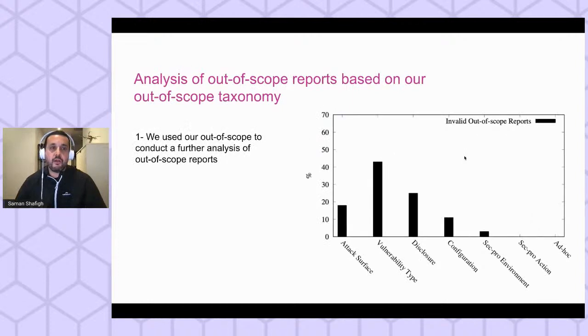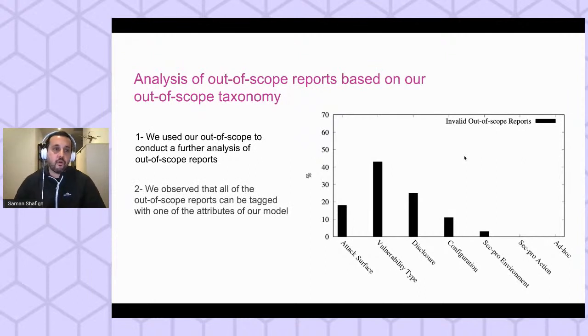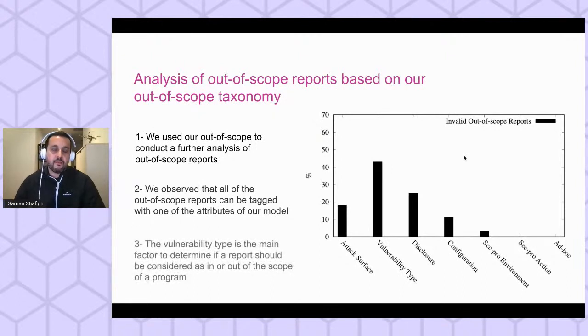We then used our out-of-scope taxonomy to further analyze all the out-of-scope reports and find the reason based on which these reports were marked as out-of-scope invalid. And we observed that all of the out-of-scope reports can be tagged with the attributes of our model. We found that the vulnerability type is the main factor to determine if a report should be considered in or out of the scope of the program. So basically, by analyzing all these out-of-scope reports based on our taxonomy, we found these are the main reasons for marking these reports as invalid.